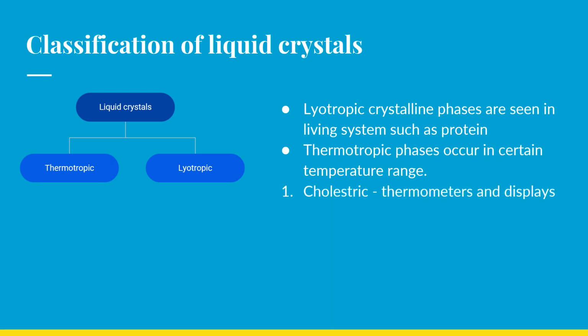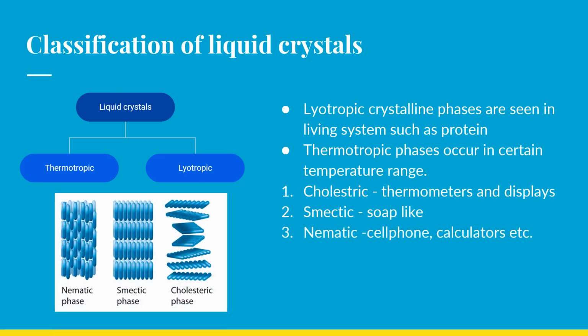Further, on the basis of thermotropic, the system is divided into three, namely the cholesteric, smectic, and nematic phases. Cholesteric phases are used in thermometers and other displays, smectic phases are soap-like, and nematic phases are used in cell phones and calculators, etc.